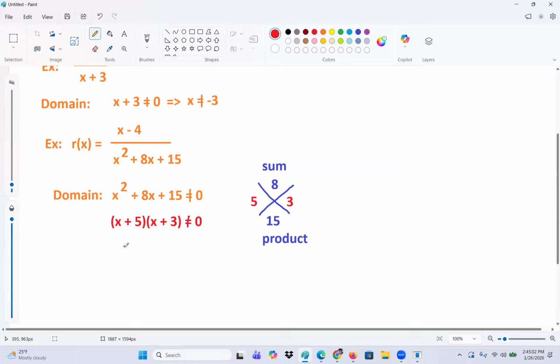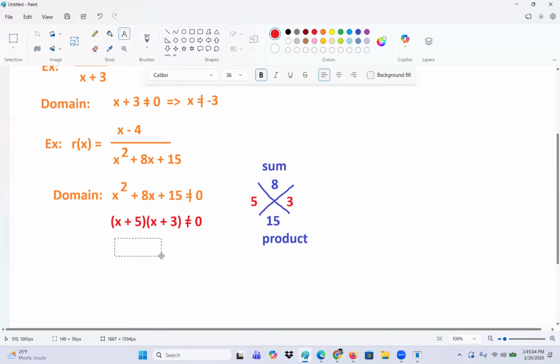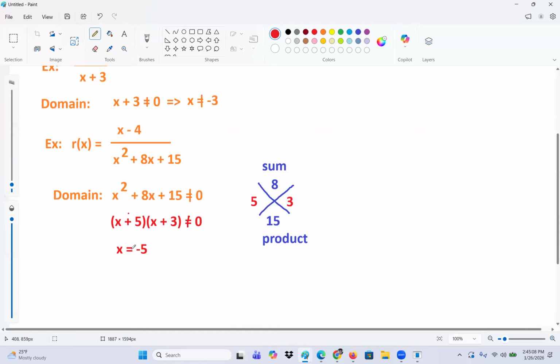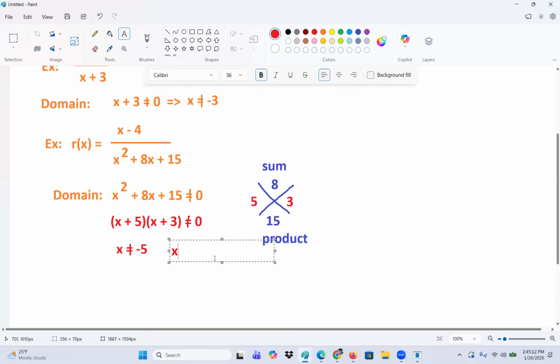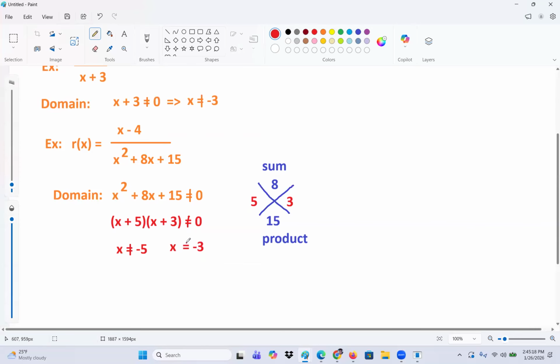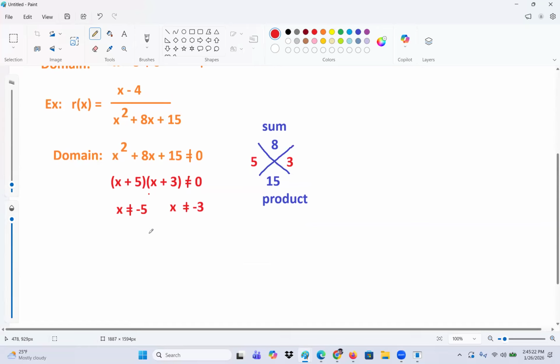Now I'm going to set each of those not equal to 0. We can solve it. So x is not equal to -5, and x is not equal to -3. We just simply change the sign for this. Are we good?